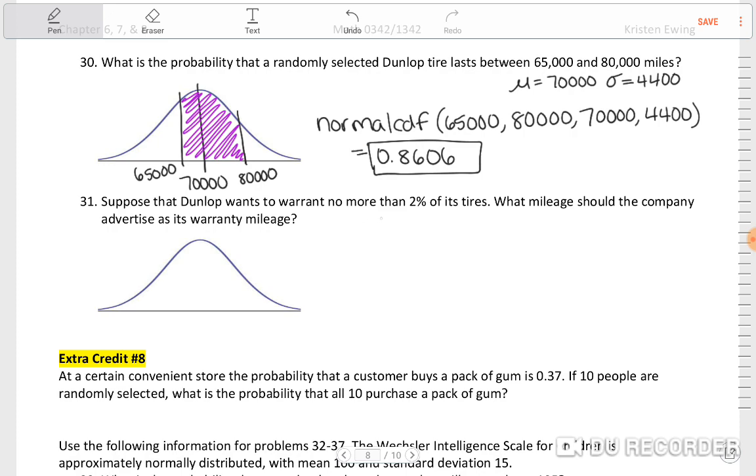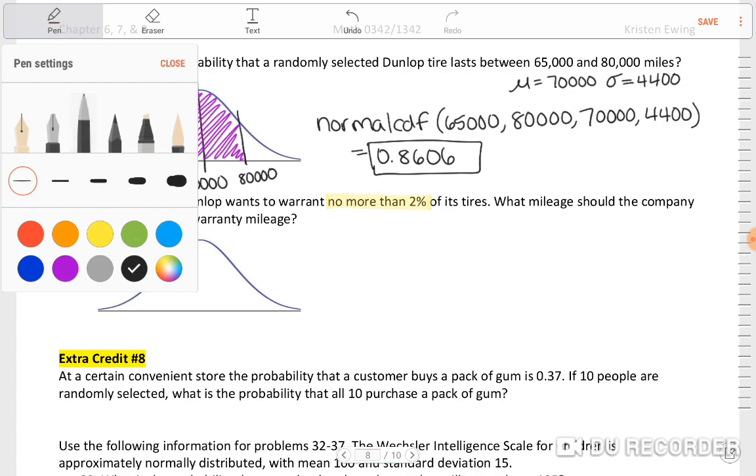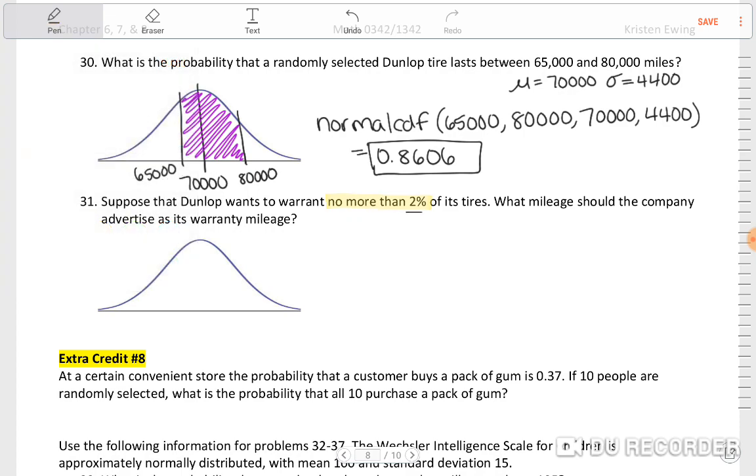Suppose that Dunlop wants to warrant no more than 2% of its tires. What mileage should the company advertise as its warranty mileage? Okay, so if you're given the percentage, right? This is the same as being given the area. Okay, no more than 2%. In other words, this is 0.02. So they want to warrant no more than 2% of their tires. So they need to know the mileage that they should state as their warranty mileage.